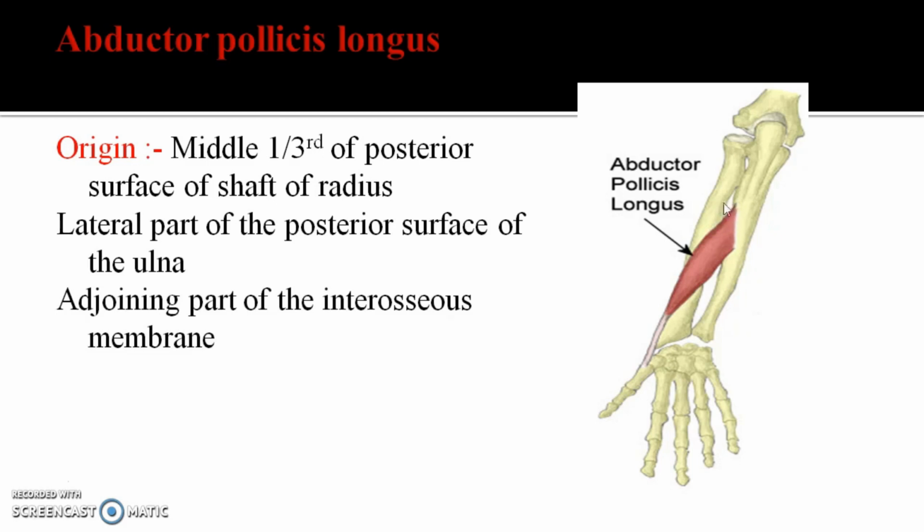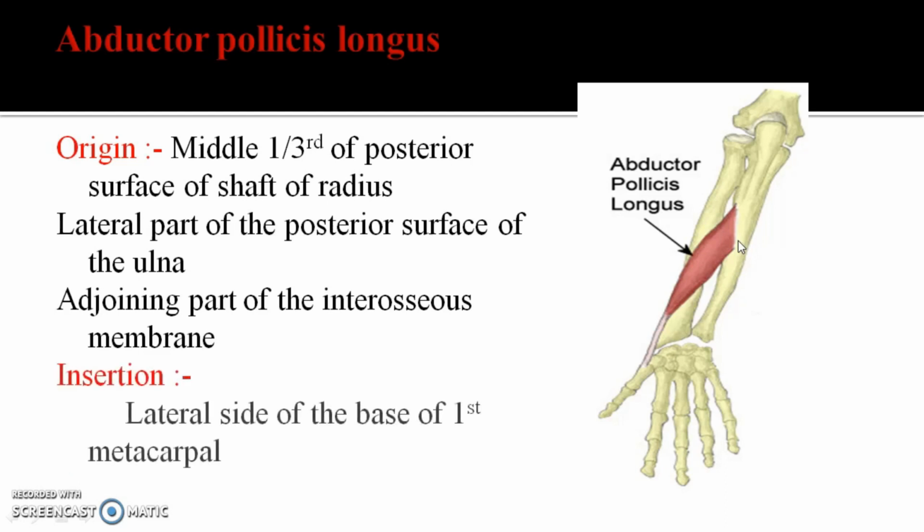So between the radius and ulna we have a membrane, as you know, that is interosseous membrane. Interosseous in the sense between the bones; osseous means bone. So interosseous membrane is also giving the origin for this particular muscle. So three origins are there: from the posterior aspect of middle one third of the radius, from posterior surface of ulna, and from interosseous membrane.